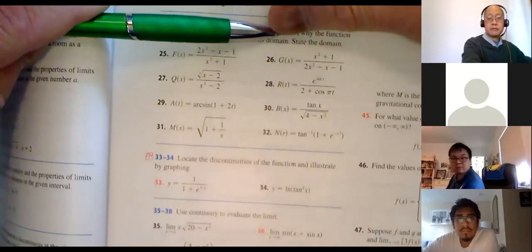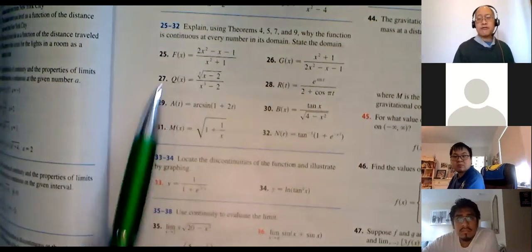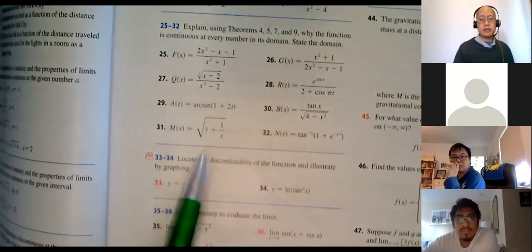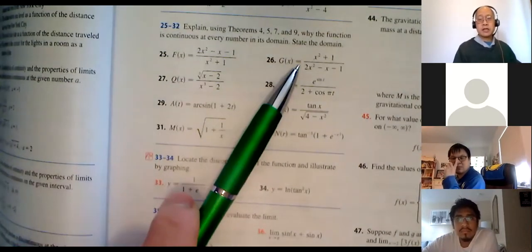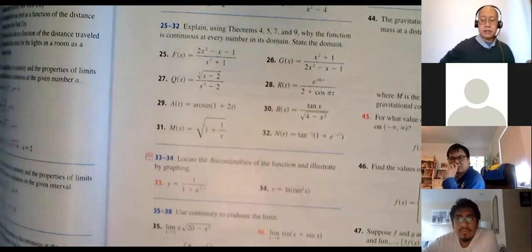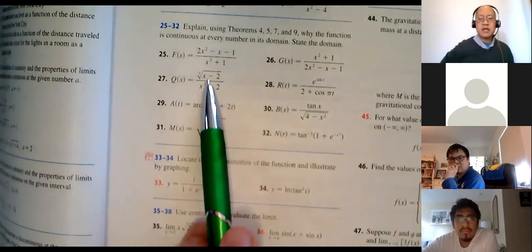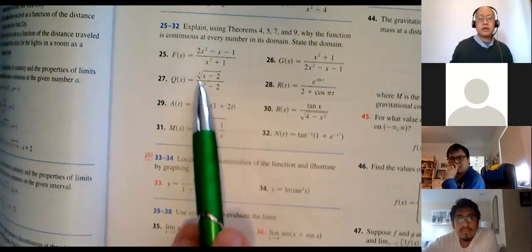Just state the domain. Okay, we already know, yes, rational functions, root functions, trig functions, they're continuous everywhere in their domain. So just state the domain. So it's pretty much domain questions. 25 should be easy. Okay, can you tell the answer to 25?